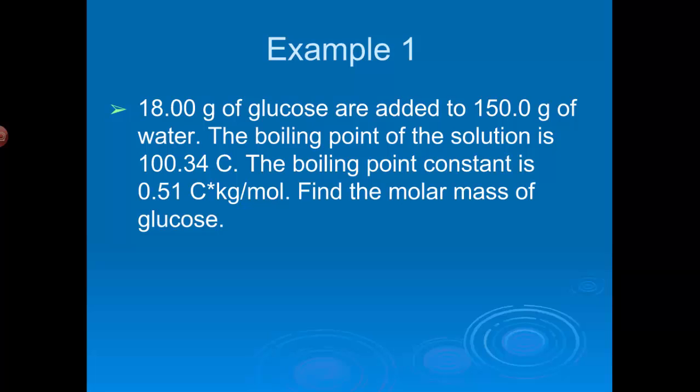0.51. And what we're interested in is finding the molar mass of glucose. Now, in looking at this problem initially, you might say, wait, how the heck are we supposed to find the molar mass of glucose? Let's think about what we need in order to find the molar mass of glucose. We need grams per mole, right? Well, we have grams of glucose, 18 grams. What we need is how many moles of glucose do we have here, okay? And then we should be able to figure out the molar mass.